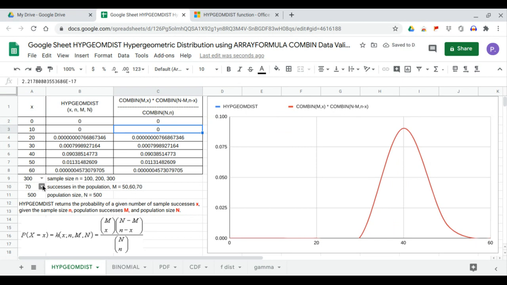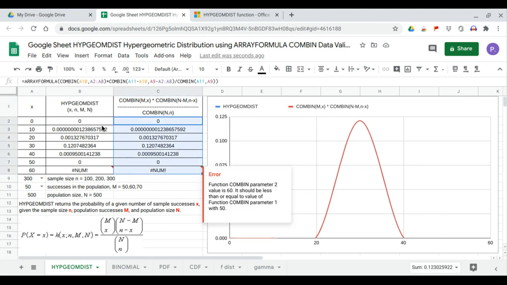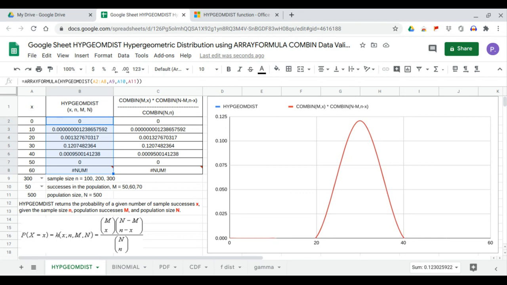And we can make some adjustments. So the red line, or the red trend line, covers the blue trend line. And the values using combine match the values using the HYPGEOMDIST. This completes the use of array formula, combine, and data validation to generate the dataset and trend line of hypergeometric distribution.